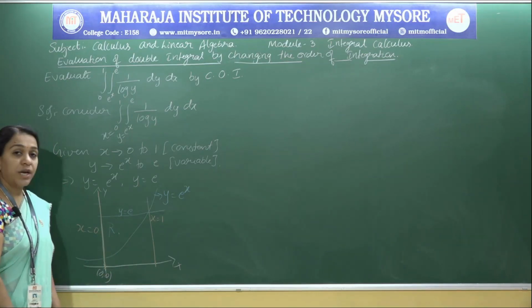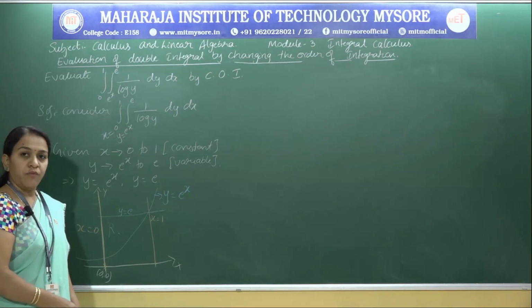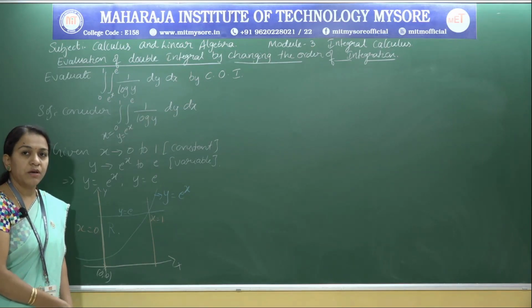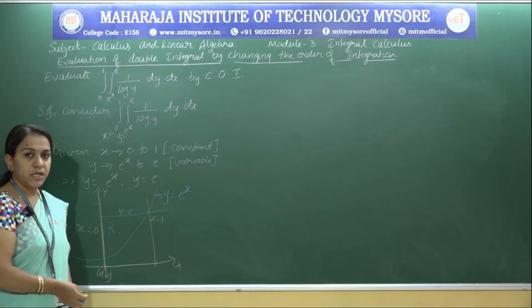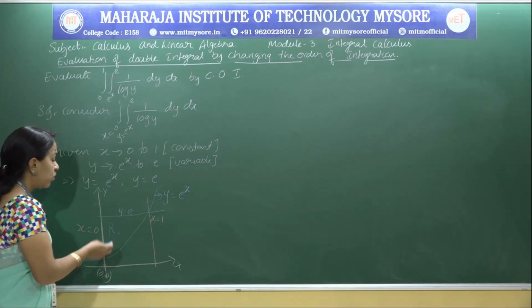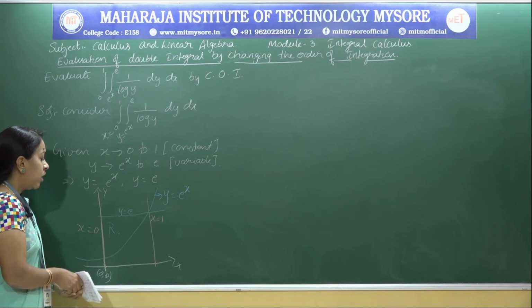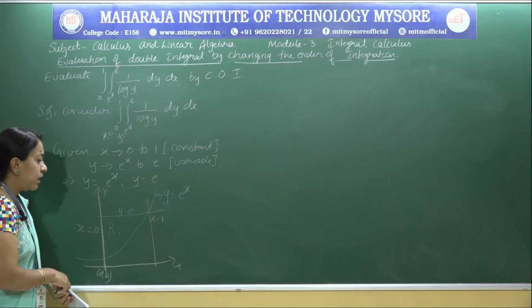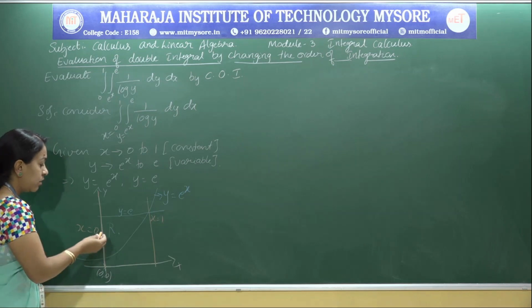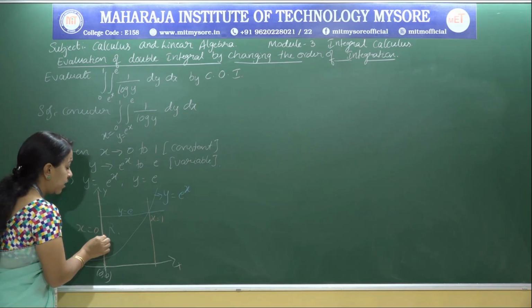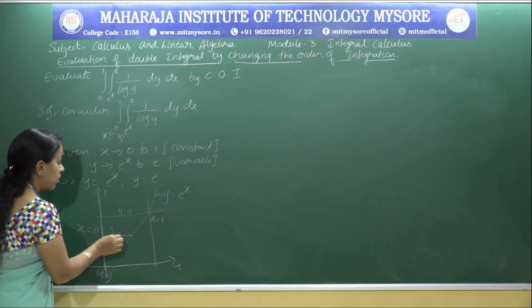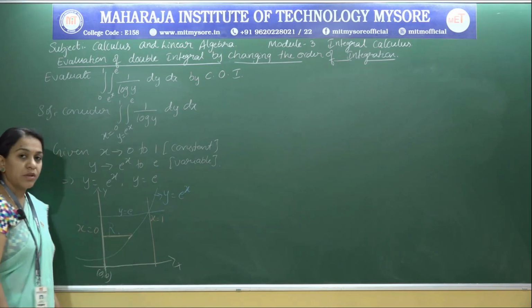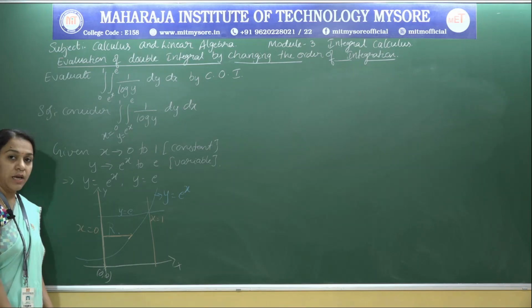Now, from this we should get the x and y limits. Of course, x should be the variable limit and y must be the constant limit, right. So, to consider the x limit, we should take a line inside the bounded region, and it should be parallel to the x axis. This is our line.